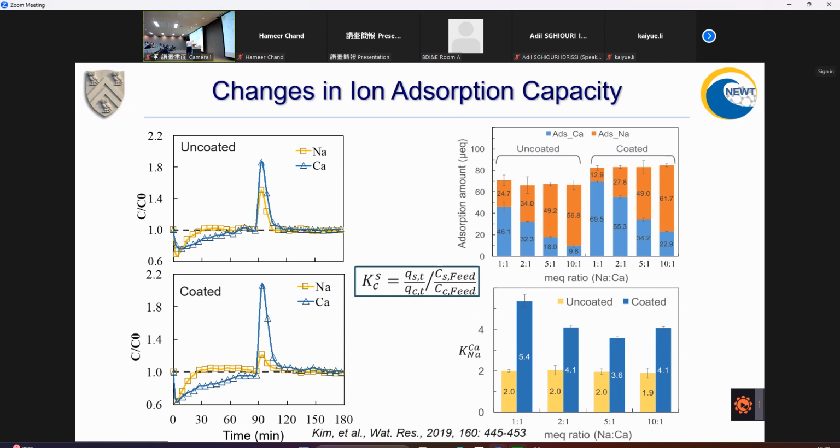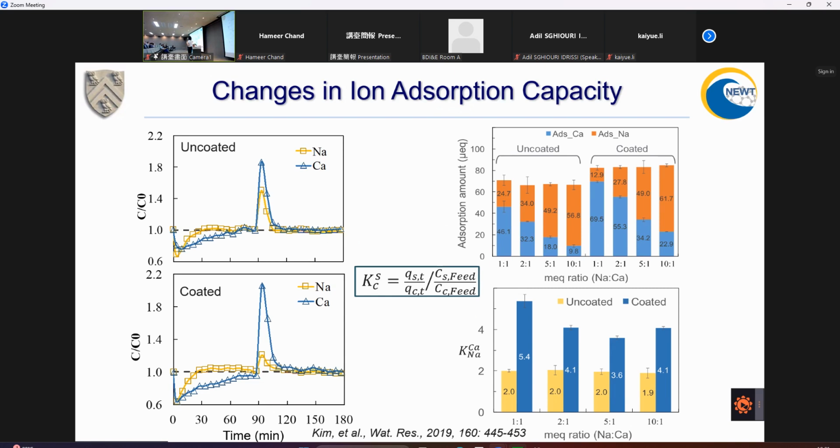And this is also saying here, you can see on the electrode, this is how much is absorbed on the electrode at different sodium to calcium concentration. You can see that after you have the coating, even though we still have the same carbon, and the coating doesn't add to any absorption capacity, by the way, you have a much bigger portion of the carbon that's being occupied by calcium instead of sodium. And so this leads to a selectivity factor of up to 5.4.